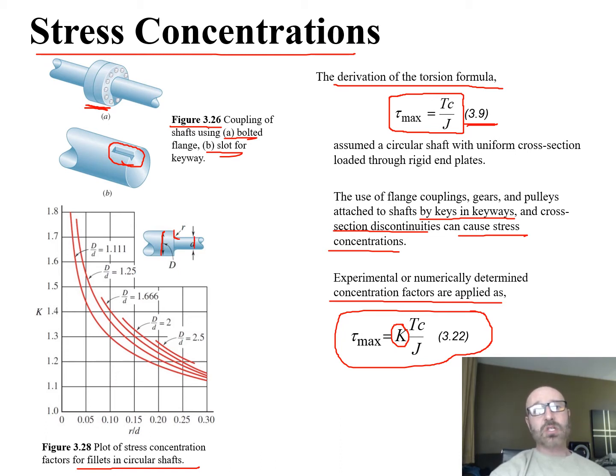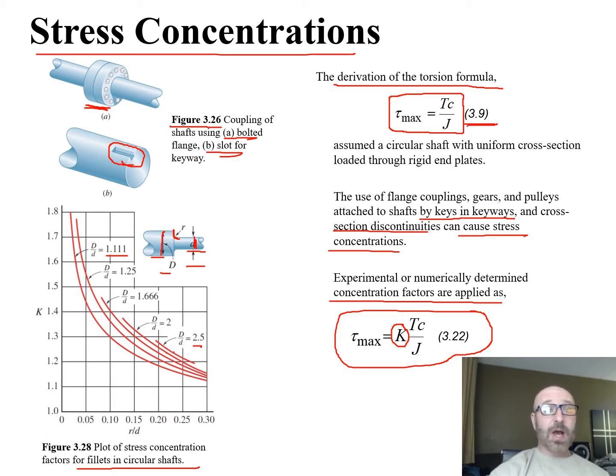Well, if you take this ratio of your larger D to your lower d right there, and then you take this ratio of your lowercase r, your radius right there, to this smaller diameter, we can take a look here. The ratio between big D and little d, between the big and the small section diameters, you can see we have these different curves. If you have a big D over little d of 2.5, we're using this curve here, whereas if we have 1.111, we're using this curve up here.